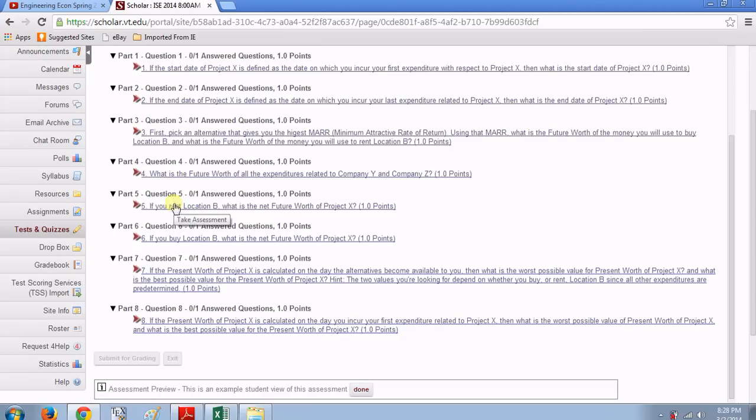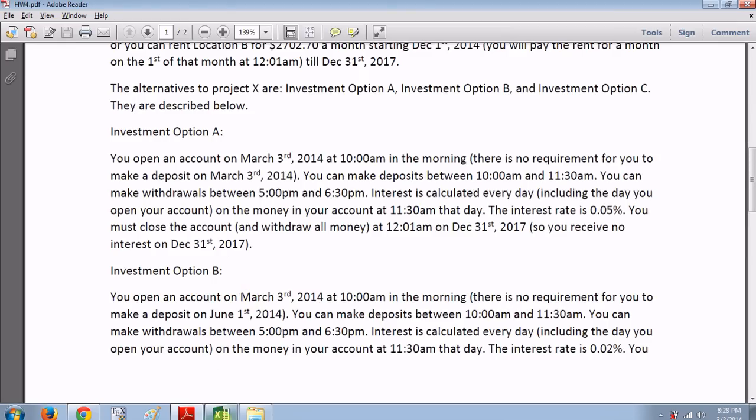Then what is the worst possible value for present worth of Project X? And the best possible value for present worth of Project X? Now, why would this question ask the worst possible value and the best possible value? That is because you have two options.